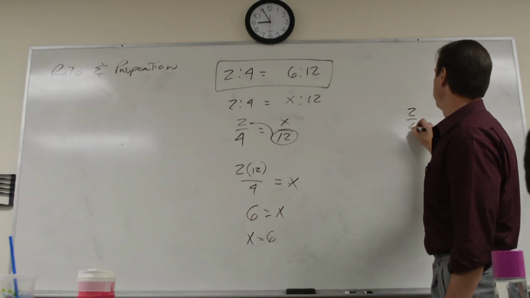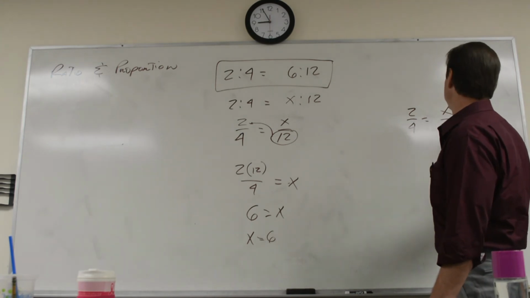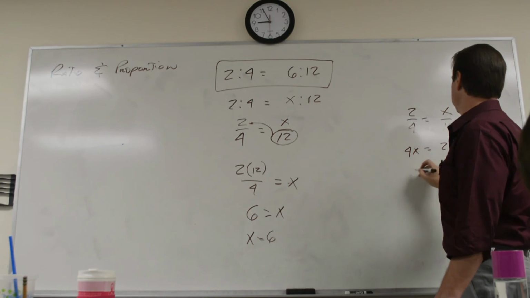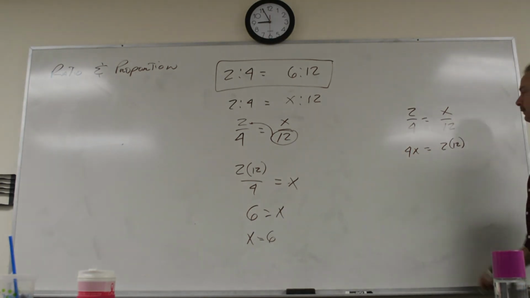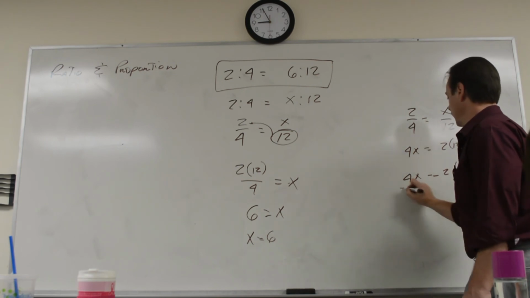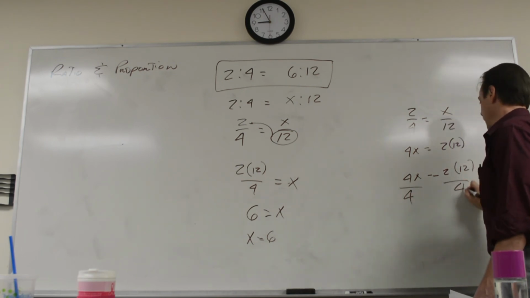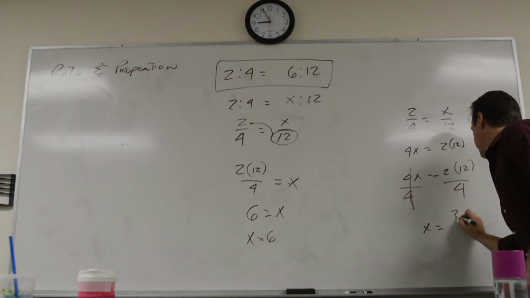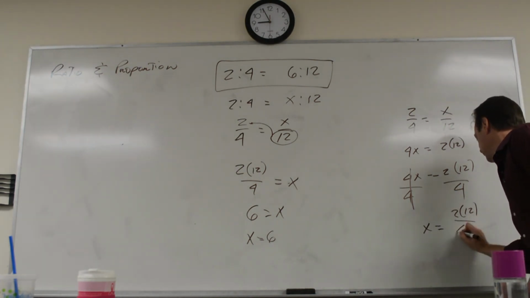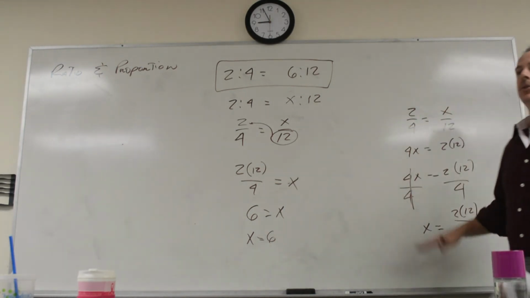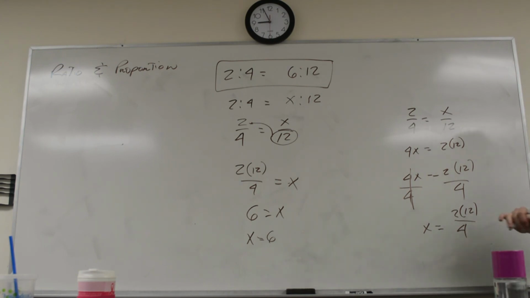Let's do it the long way. This would be 2 over 4 equals x over 12. Let's cross multiply. Okay, get to that point. Divide this side by 4, divide this side by 4. We got x equals, isn't this the same as this? Yep. We've got the order reversed, but it's the same value.